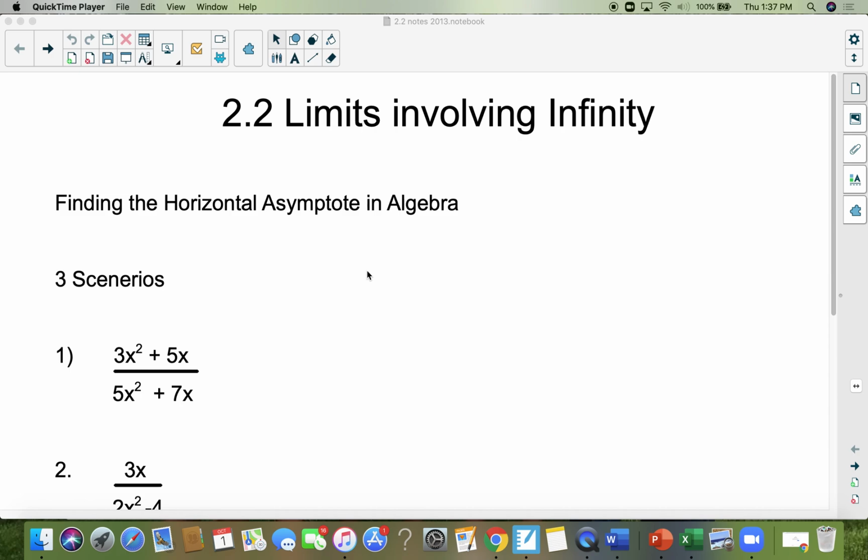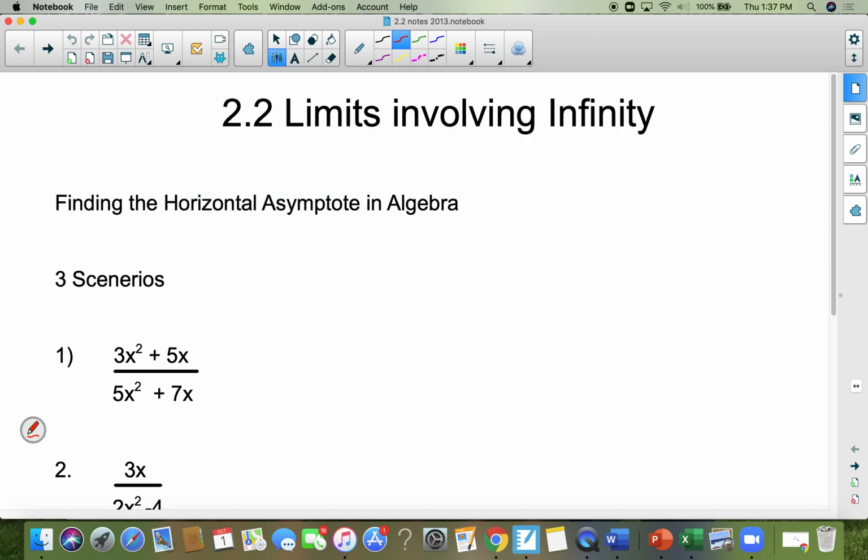So, in college algebra, you learned how to find the horizontal asymptote. It changes in AP calculus, but we're just gonna review it because on the AP test, sometimes they revert back to college algebra. There are 3 scenarios in defining the horizontal asymptote in college algebra.